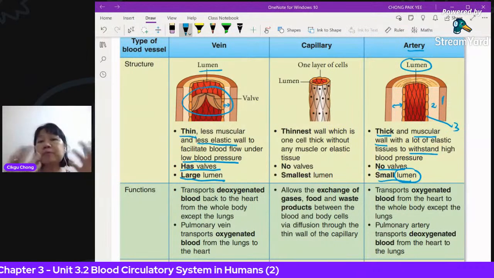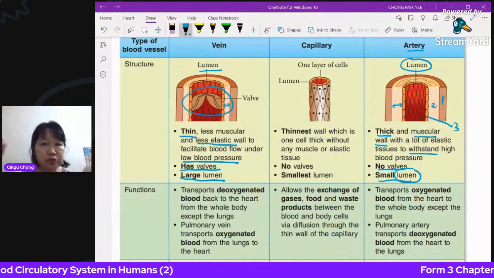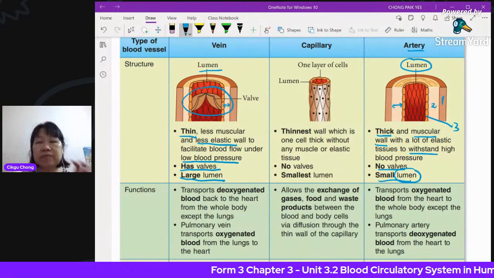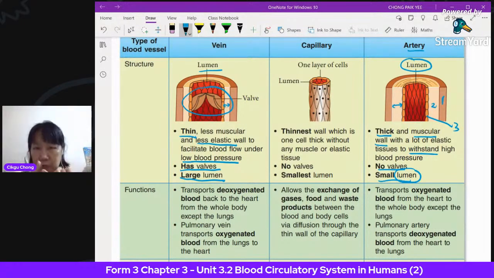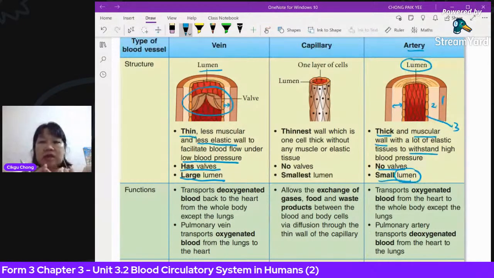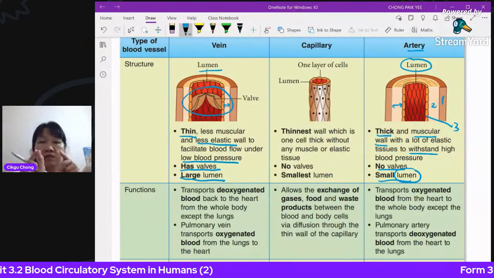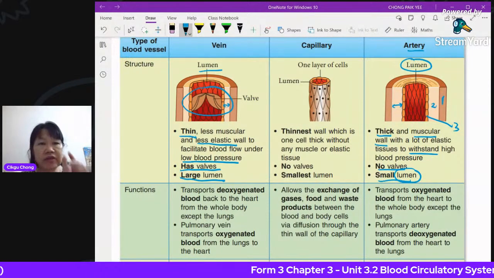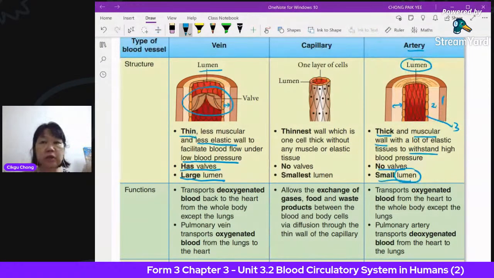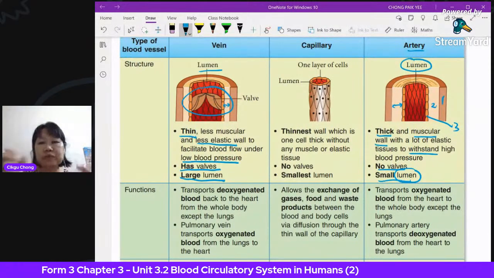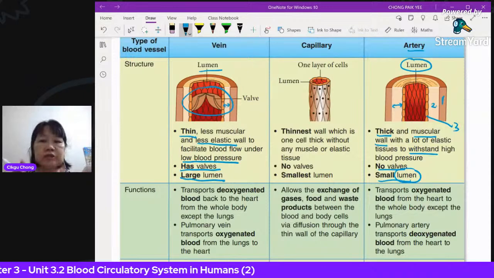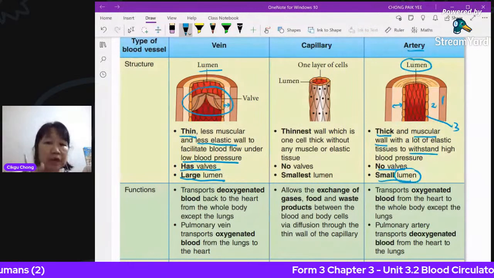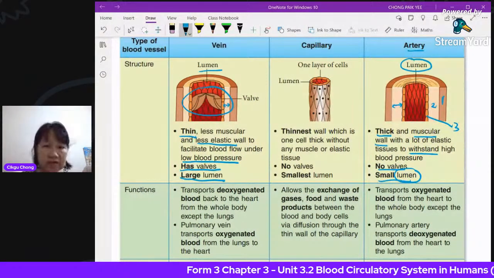So if I give you a picture, I slice through the blood vessel, you should be able to tell me whether it is vein or artery by looking at the lumen. Number one, look at the lumen, big or small, compare. Another one, look at the muscle wall, is it thick or thin? If it's thick, it means it's artery. If it's thin, it means it's vein. Okay, so these are the questions that you will get. Very common. They give you a picture and ask, is it artery or vein? So you look at the lumen, you see whether there is a valve, and you also see whether it is thick or thin. Okay, so that's the one.